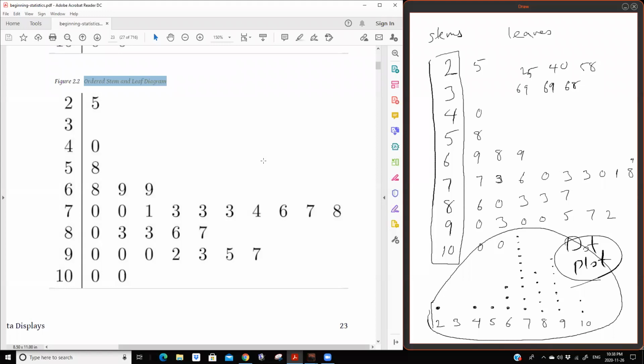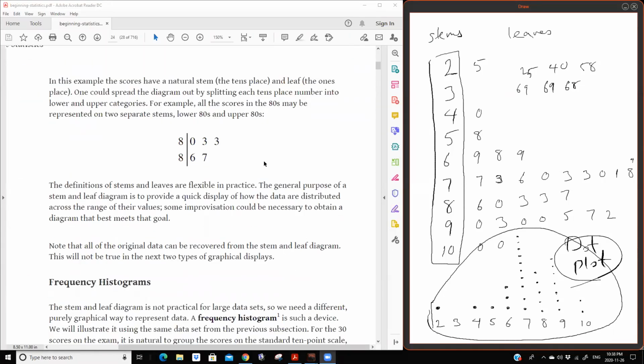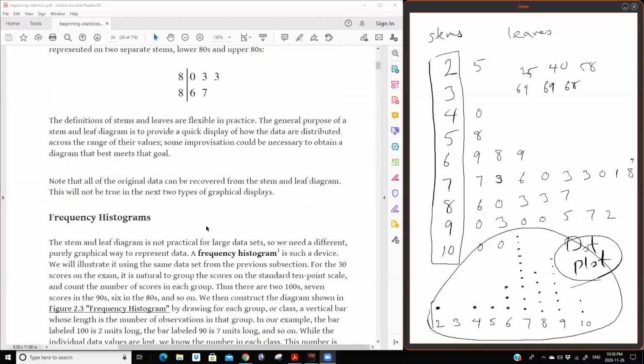Are we good? So by looking at the dot plot or by looking at the stem and leaf plot, you learn about how data is distributed. You're good? No questions?